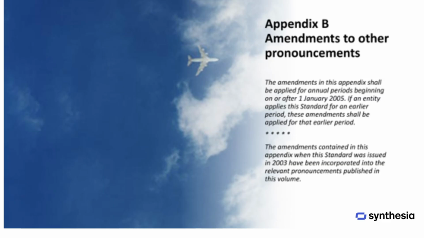Appendix B covers amendments to other pronouncements. These amendments must be applied for annual periods beginning on or after January 1st, 2005. However, if an entity applies the standard for an earlier period, then these amendments must also be applied for that earlier period. It is important to note that the amendments included in this appendix, when the standard was originally issued in 2003, have already been incorporated into the relevant pronouncements published in this volume.